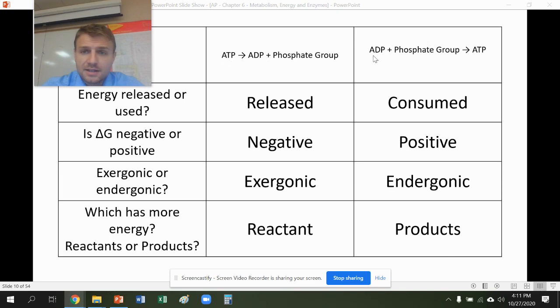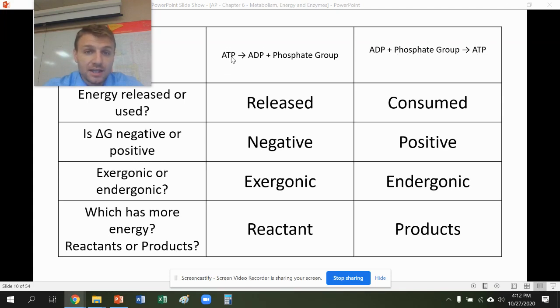Again, forming ATP on the right side here, ATP is formed from ADP and a phosphate group. You have to put energy in, and we're going to get that energy from glucose and other carbohydrates. So you have a positive delta G. It's an endergonic reaction because you have to put energy in. And again, it asks which has more energy? The product has more energy. There's more energy in ATP than in the ADP and phosphate group by themselves.